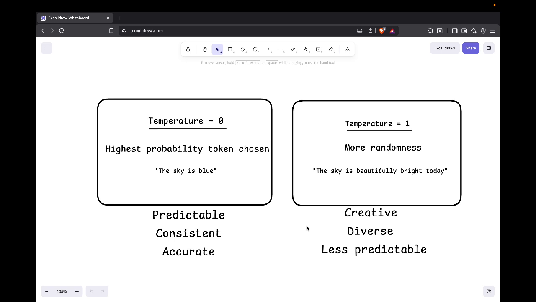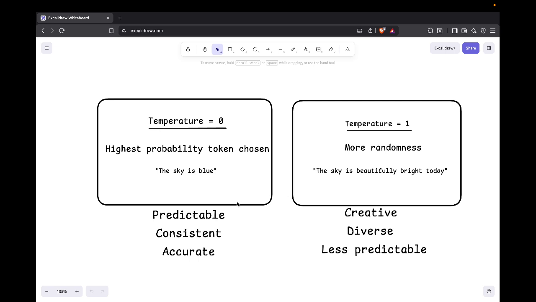Temperature generally lies between 0 and 1. Temperature equal to 0 or nearer to 0 means the highest probability token is chosen. For our case, it is "sky is blue" because "blue" is the next token with the highest probability. But when temperature is equal to 1 or nearing 1, our output might become more random and more creative. Here it selected "sky is beautifully bright today", which is also a valid answer, but it might be the token with less probability.